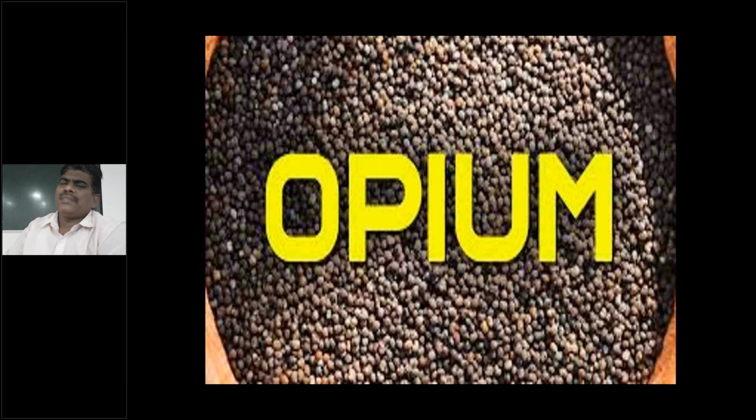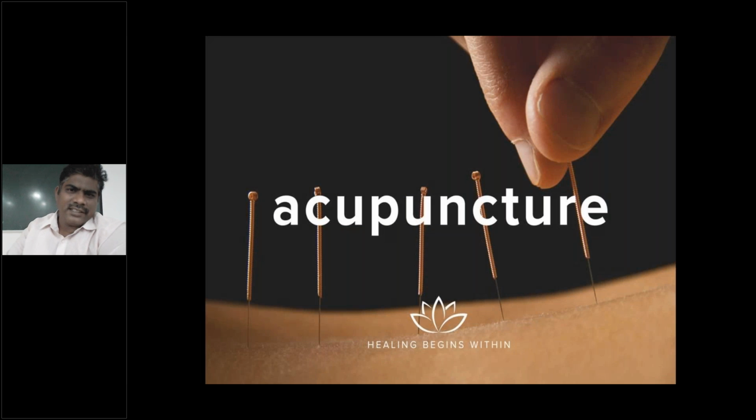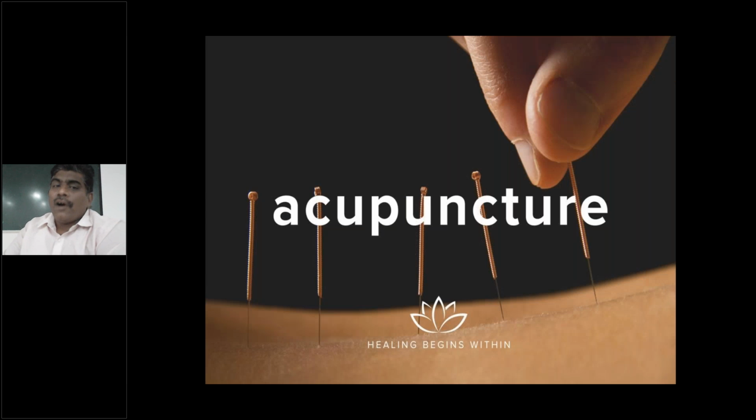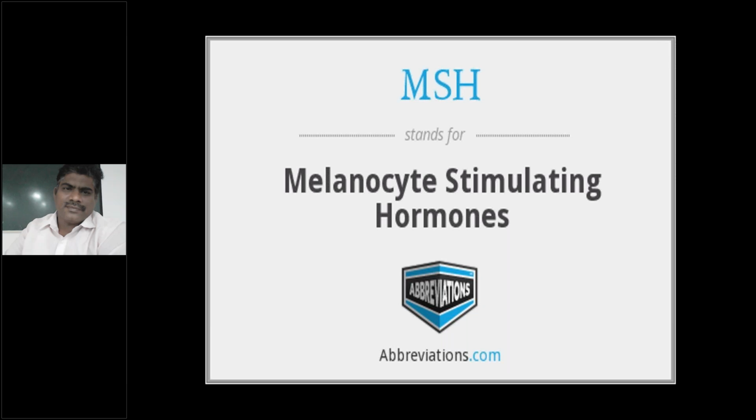These endorphins are just like opium. Opium means ganja; in Telugu it is called ganja. In acupuncture therapy especially, these endorphins are released, so it relieves the pain.